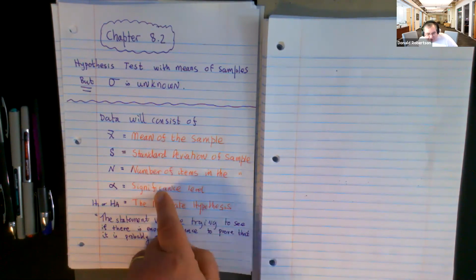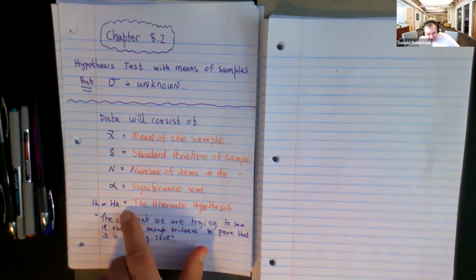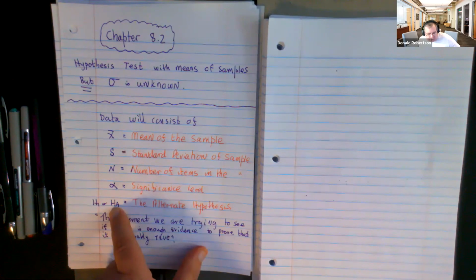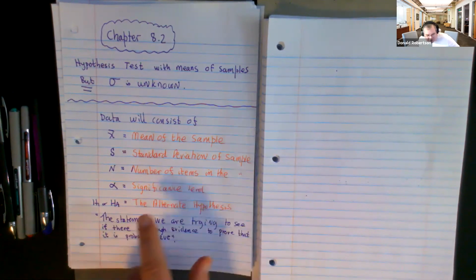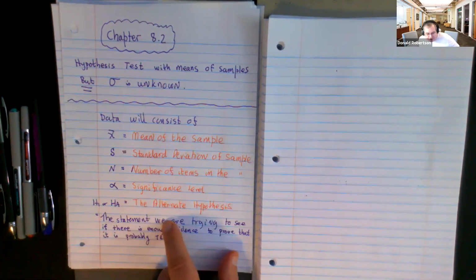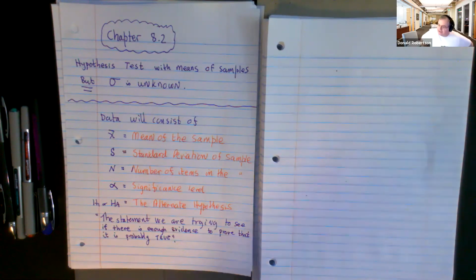You'll also be told in the story what significance level, and indirectly, you'll be told HA. I know the book calls it H1, but I refuse to call it H1. HA, the alternate hypothesis. And what is that guy? That's a statement that you're trying to see, is there enough evidence to prove that it's probably true? So somebody's going to say, I think these ducks weigh more than 5 pounds on average. I think American football players' IQ is less than 95, right? There'll be a story like that.